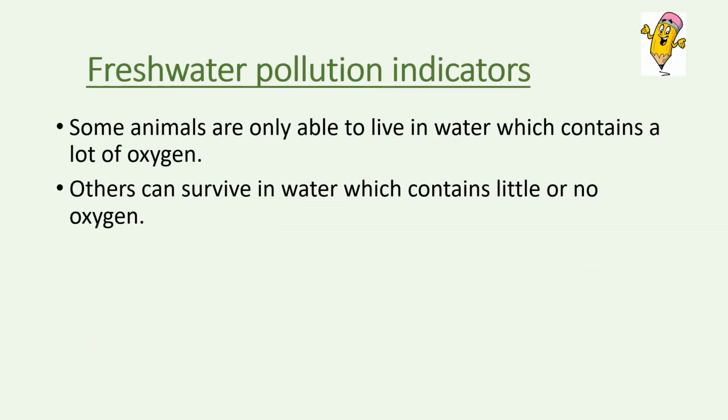Another indicator species that you need to know about is freshwater invertebrates. Some freshwater invertebrates are only able to live in water which contains a lot of oxygen. Others can survive in water which contains little or no oxygen. So these freshwater invertebrates can show whether the water is polluted or not. So whether you'd be able to drink the water or whether you should avoid drinking the water.